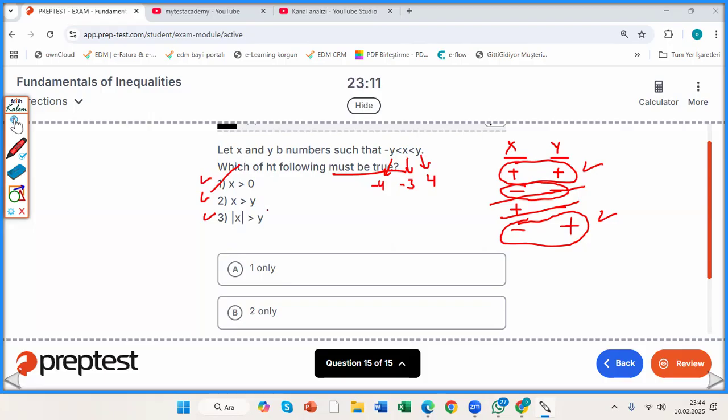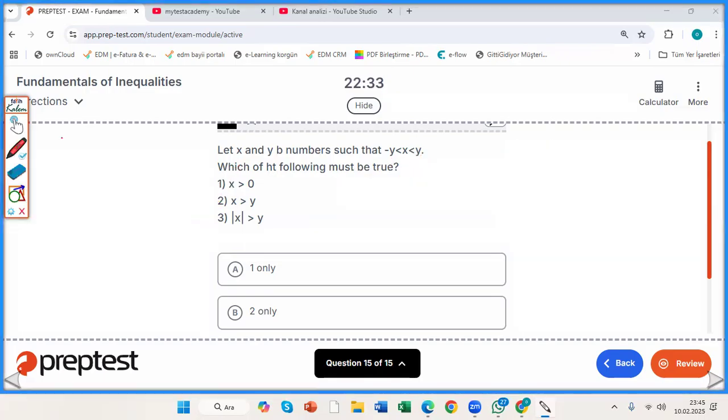Let's check x is greater than y. It is also not possible, even if x and y are positive. That's why forget about it. And it also says that in absolute value, x is greater than y. It is also impossible, because we have already checked each option, and in each option, as you can realize, y is always greater than x. So yes.